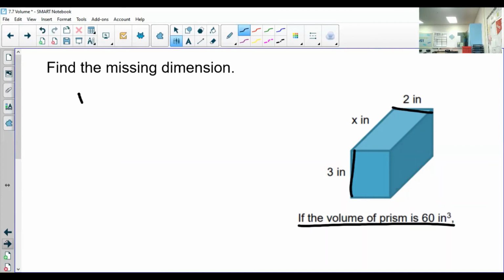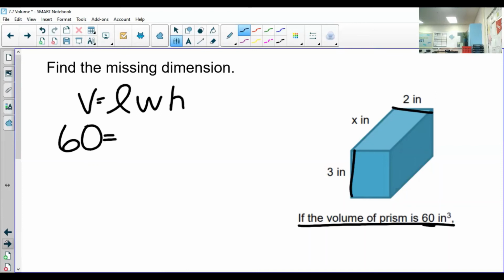Step 1, write your formula. Volume equals length times width times height. Okay? Now, what's the volume? They told us it's 60. So we're going to put a 60 where the V is. Do we know the length? No. So I'm just going to put an L. Okay? And then my width is 2. And my height is 3. So then I just plug those numbers in. And this is just an algebraic equation. We just have to get L all by itself.